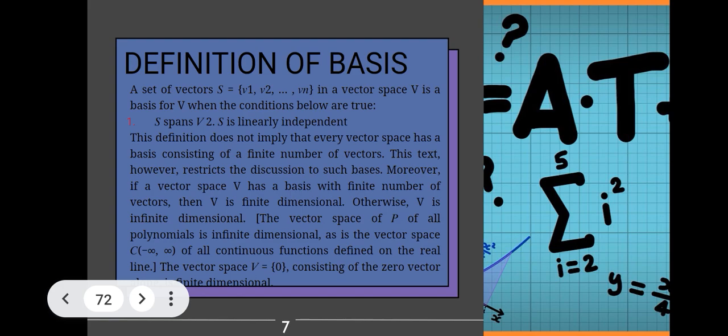Moreover, if a vector space V has a basis with a finite number of vectors, then we say that V is finite dimensional. Otherwise, V is infinite dimensional, which means that the vector space P of all polynomials is infinite dimensional, as is the vector space C(negative infinity, positive infinity) of all continuous functions defined on the real line. And the vector space V equals the set containing the zero vector alone is finite dimensional.